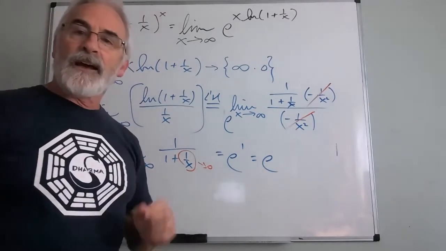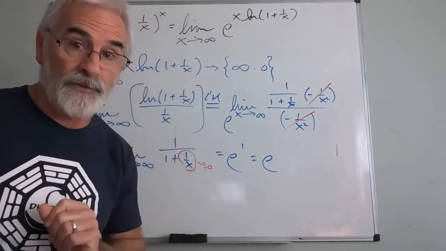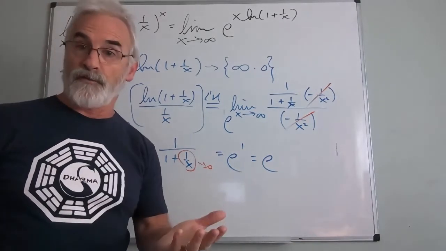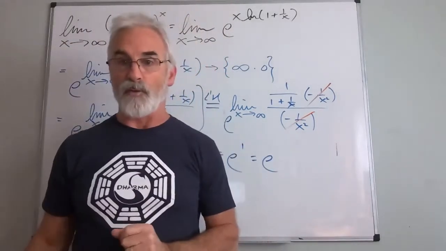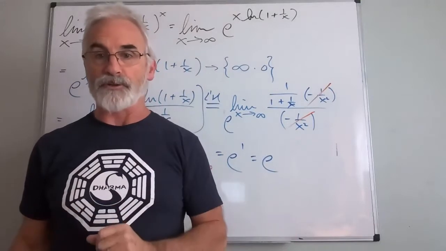Kind of nice. Now, I've just done two different examples. The first one was a 0 to the 0 form, and this one was a 1 to the infinity form, but I attacked them both the same way by using the e to the log trick.